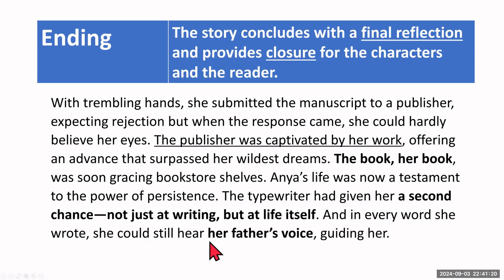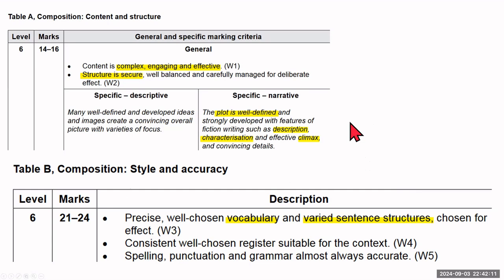And something else I've done is I have looped this story back to the beginning where she mentioned that she wanted to be like her father. Then we have repetition here, the book, her book. We have again different sentence structures with a dash. So I think we've covered pretty much everything here.